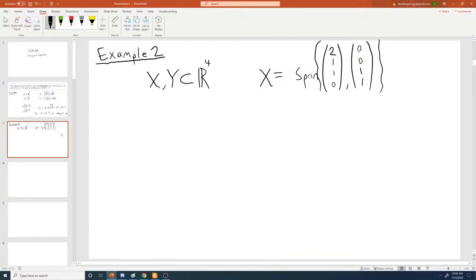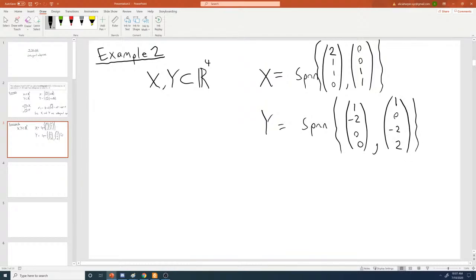And now I'm going to define another space Y. And this is going to be the span of the vectors, well, first off, (1, -2, 0, 0). And then the other vector is going to be (1, 0, -2, 2). So I claim that X is orthogonal to Y. To do this, let's note that every vector in X is a linear combination of these two vectors. I'm going to call this vector right here v1, this vector right here v2, this vector right here w1 and this vector right here w2.